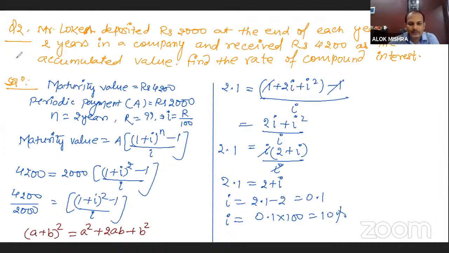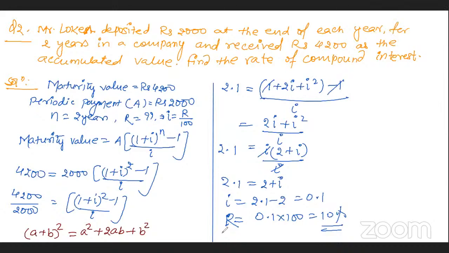Is this clear with everyone? What I've done basically in this part, this is not I, this is R. I should be writing it as R. So R is equal to 0.1 into 100. That is 10%. Fine. Can I change the page?